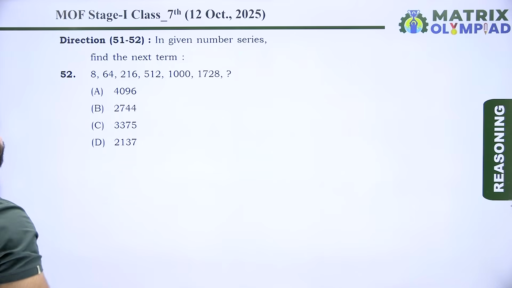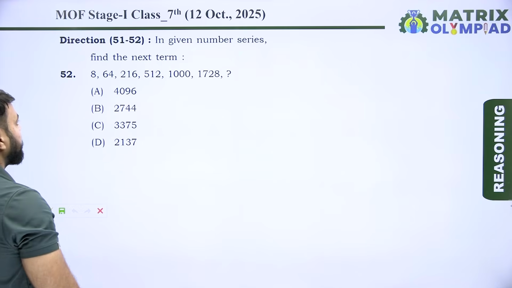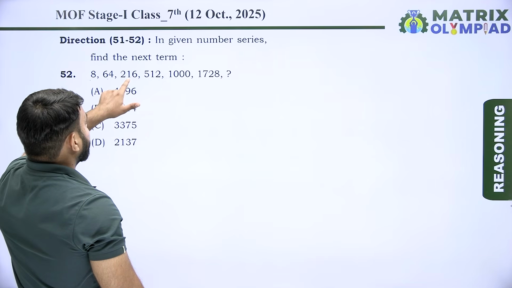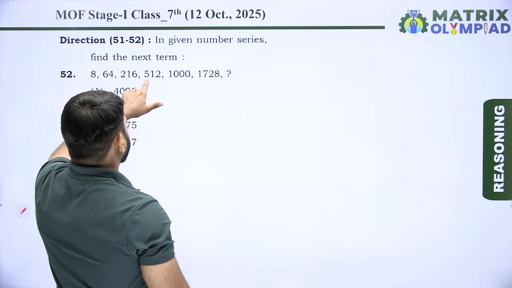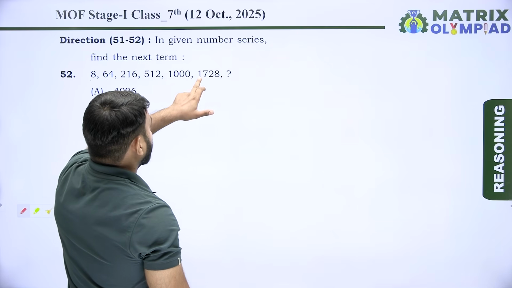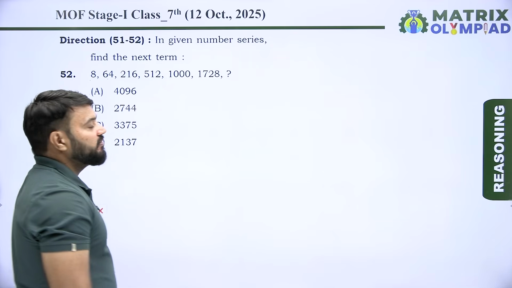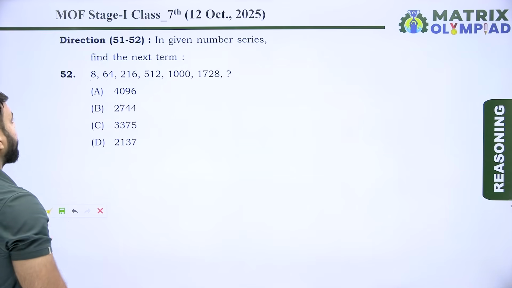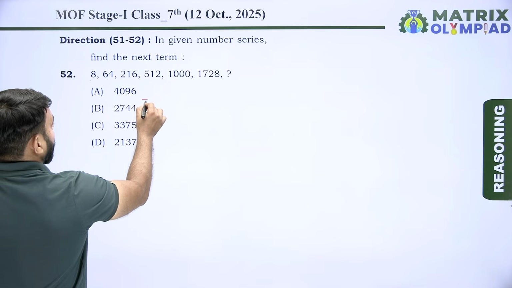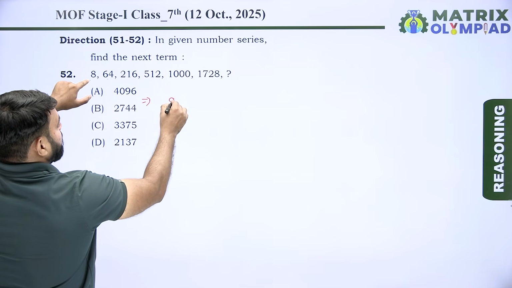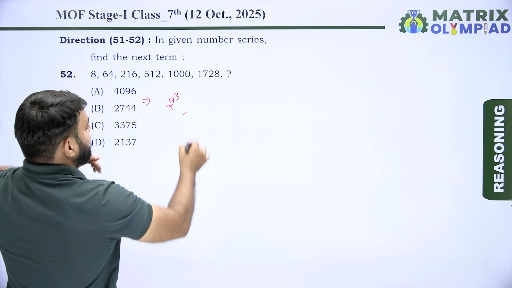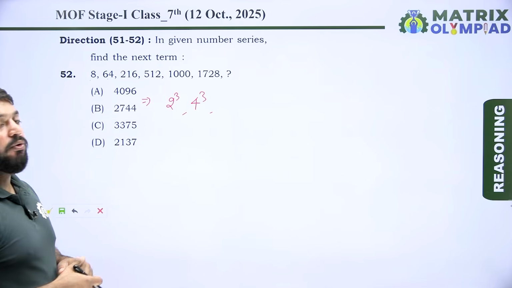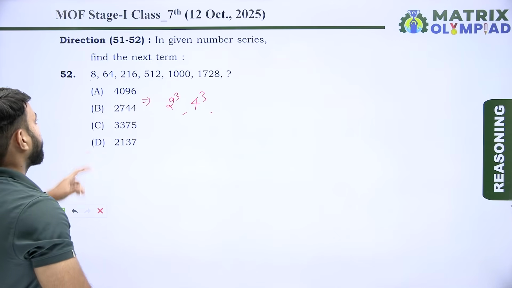So now the next question is question number 52. Find the next term. The series is 8, 64, 216, 512, 1000, 1728. After 1728, the next number is missing. So first find the pattern of the series. 8, it means 2 cube. 64, it means 4 cube, because all are the cube of a number.